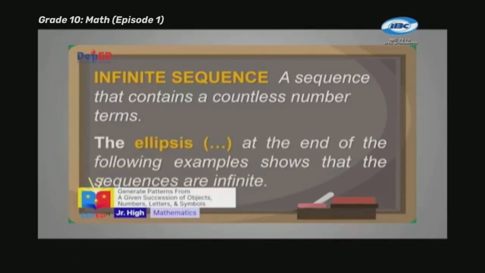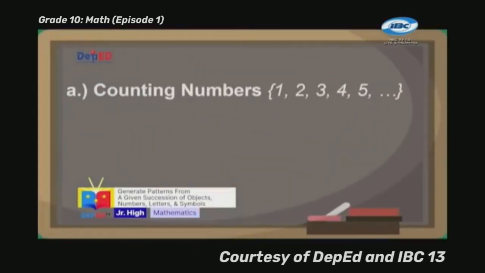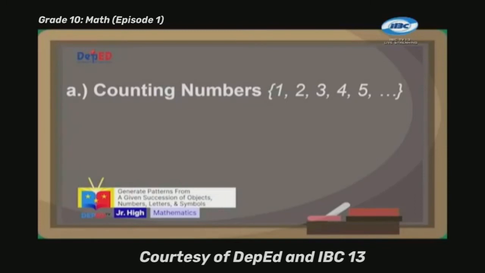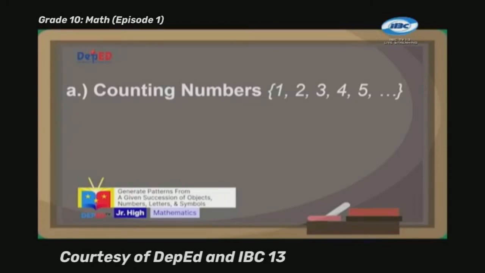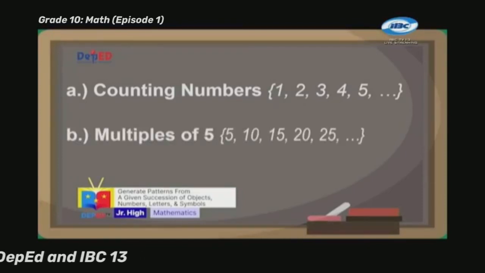The ellipses, represented by 3 consecutive dots at the end of the following examples, show that the sequences are infinite. Consider the examples. Counting numbers: 1, 2, 3, 4, 5, and so on. Multiples of 5: 5, 10, 15, 20, 25, and so on.